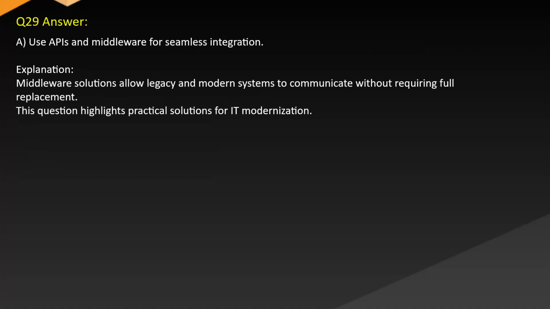Answer A. Use APIs and middleware for seamless integration. Explanation. Middleware solutions allow legacy and modern systems to communicate without requiring full replacement. This question highlights practical solutions for modernization.